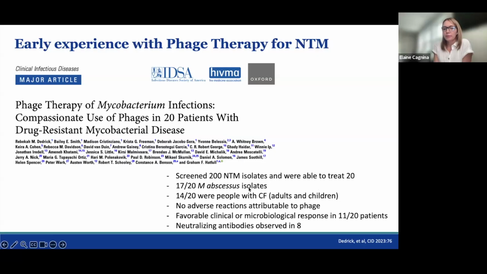17 of 20 of them were M. abscessus, like we talked about. 14 of 20 were people with CF, both adults and children. There were no adverse reactions attributable to the phage. There was a favorable clinical or microbiologic response in about half the patients, and neutralizing antibodies or an immune response by the individual to the phage was observed in 8 people. So again, they treated 10%. Only half of those had a positive response. So we are very early here, but something to look at.